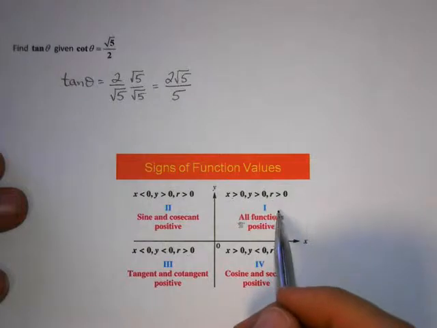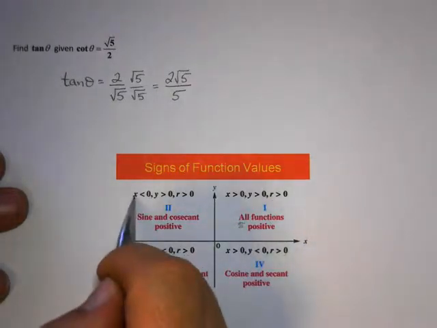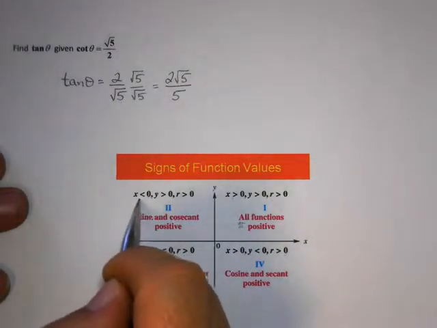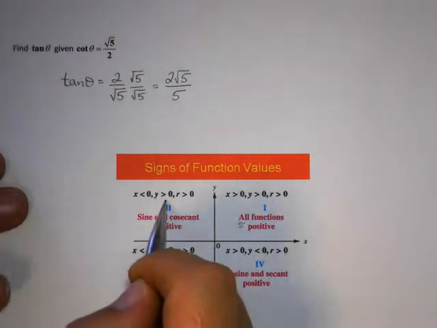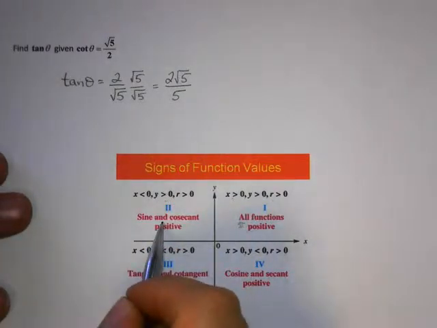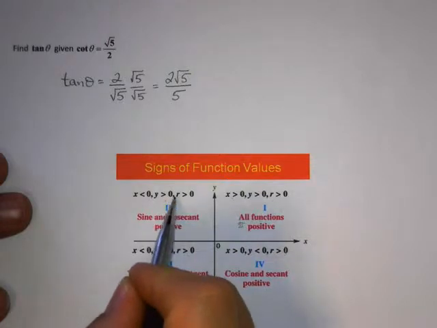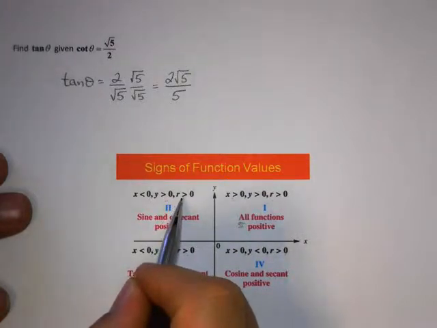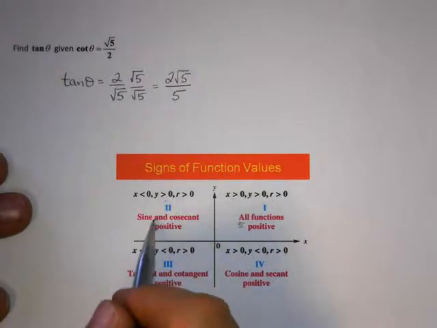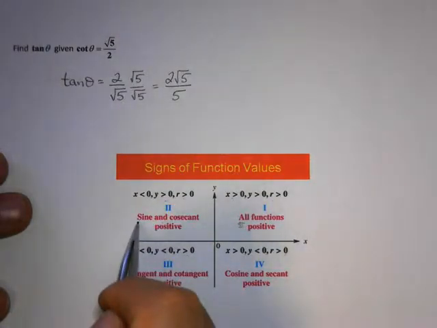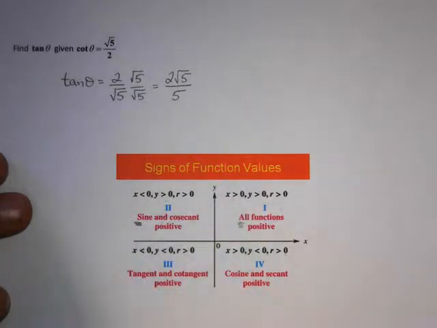In the second quadrant, x is negative, y is positive. So sine, because it's y over r, is going to be positive, and its reciprocal, cosecant, is r over y. So that's going to be positive. So sine and its reciprocal are positive. The other 4 trig functions, cosine, secant, cotan, and tangent, are going to be negative.